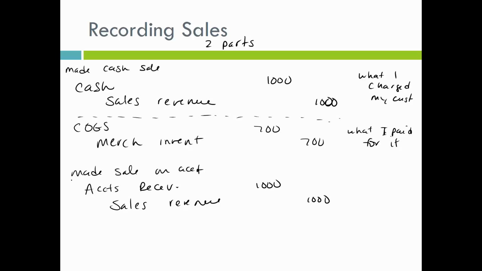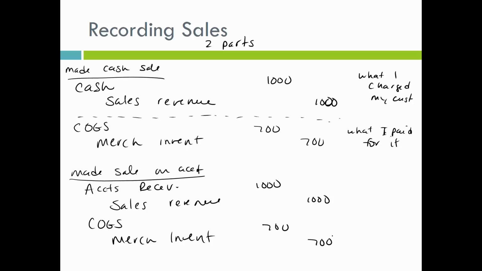And then I do the second half of the transaction, which is a debit to cost of goods sold and a credit to merchandise inventory. This is a second journal entry, and this again is what it cost me, and the difference between the two is the markup. It's not super complicated, but when we're selling, we always have two journal entries to record the sale: one for the sale and one to record the inventory going out.